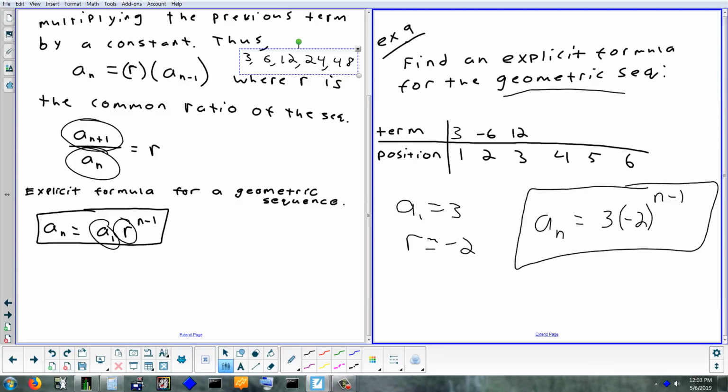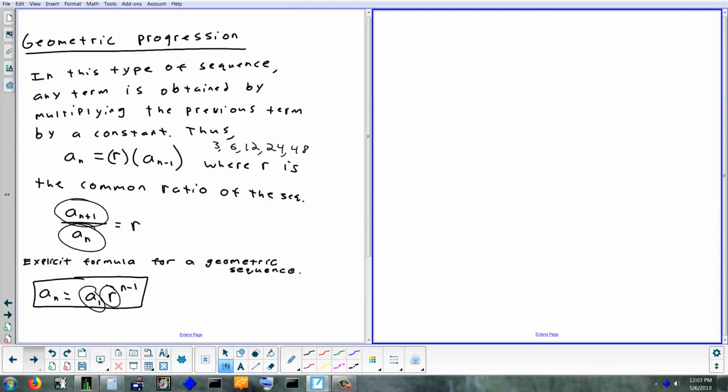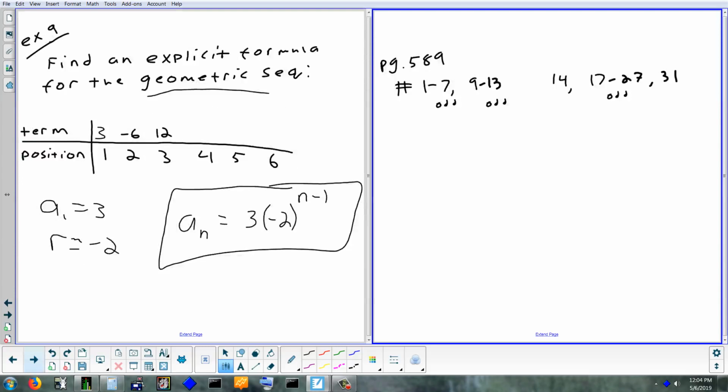And so we skipped like one example of the notes we didn't do, but I think you guys will be okay. We'll go over the homework tomorrow, and that'll cover anything we missed. Okay, so homework, it's on page 589. It's 1 through 7 odd, 9 to 13 odd, 14 that's the only even, and then 17 to 27 odd, and 31.